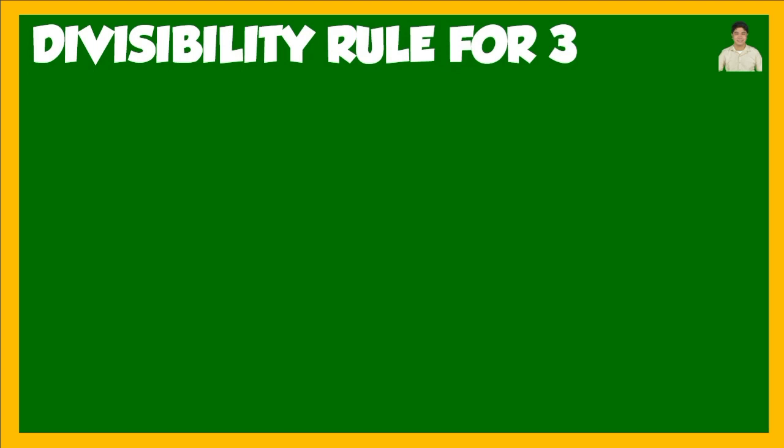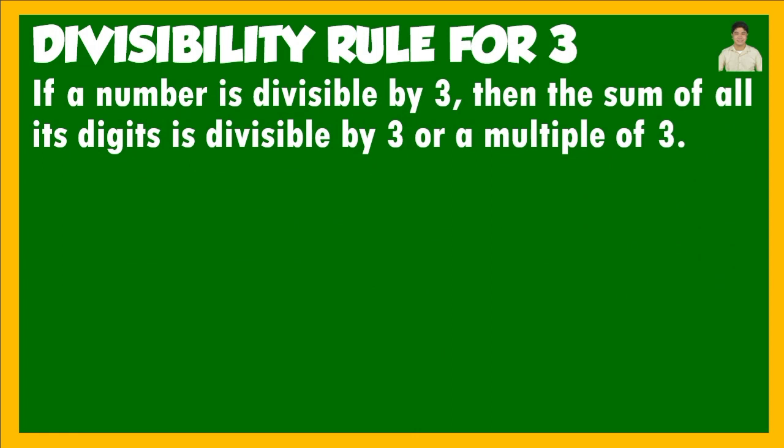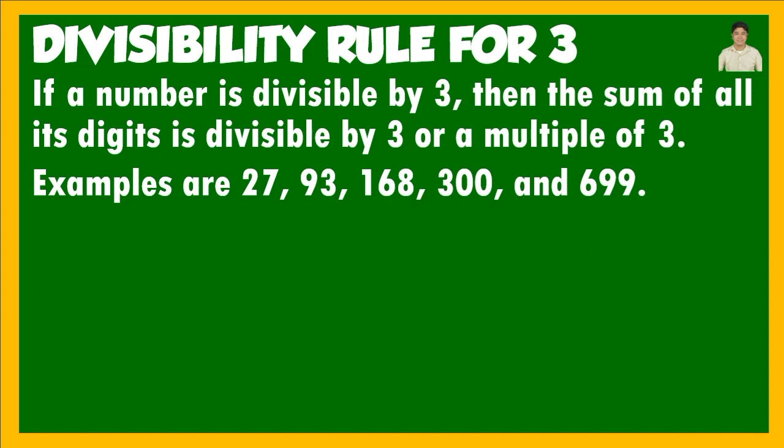Let us have the divisibility rule for 3. If a number is divisible by 3, then the sum of all its digits is divisible by 3 or a multiple of 3. Divisible by 3 siya, malalaman natin kapag wala po siyang remainder, and it is also a multiple of 3. Mag-skip counting tayo by 3, just like for example, 3, 6, 9, 12, 15, 18, and so on. Let us have the examples: 27, 93, 168, 300, and 699.